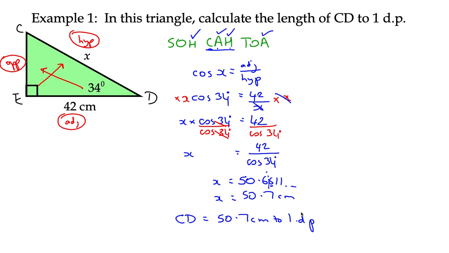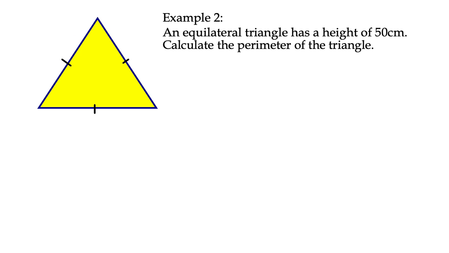Okay, so the rest of it's hopefully familiar. It's the SOH CAH TOA bit at the beginning, which is new. Let's do a second example, and this time it's a wee bit of problem solving here. Here's an equilateral triangle. It's got a height of 50 centimeters, and it says calculate the perimeter of the triangle. So it seems a bit odd. It doesn't have any information in the triangle, but it does give us some clues in the words.